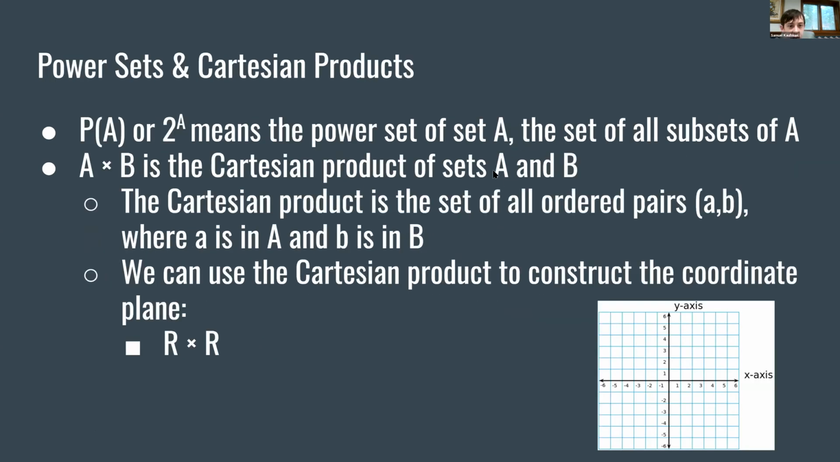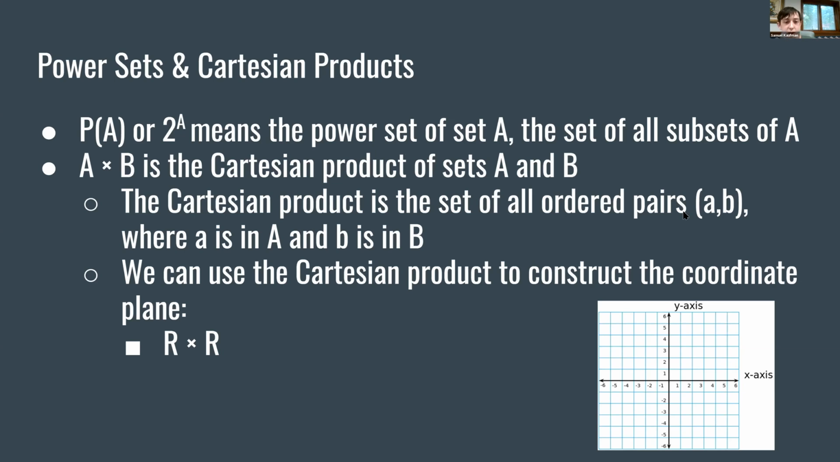We talked about power sets and Cartesian products. P of A, or 2 to the power of set A, you would really just say the power set of A. This is the set of all subsets of A, so every set that's inside A. The Cartesian product, A times B, or A Cartesian product B, is the set of all ordered pairs (a, b), where a is in A and b is in B. So basically, every way you can order two elements, one from A and one from B.